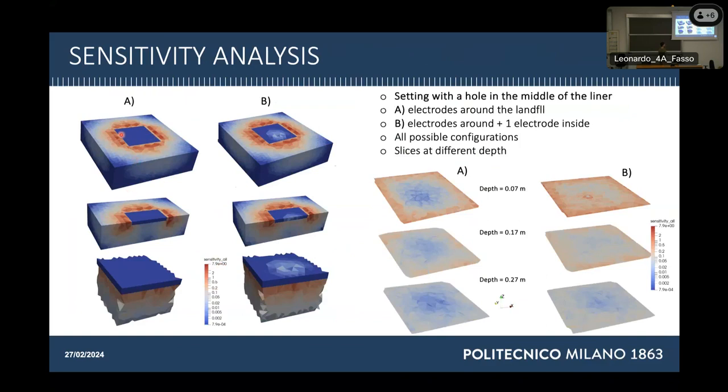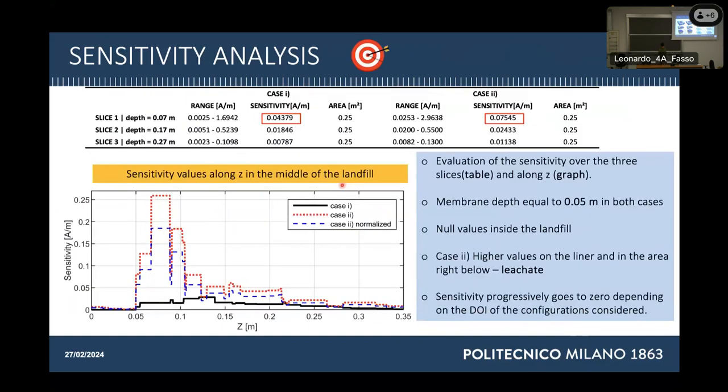This is the landfill, and this is where the electrodes are located in case A. In case B, we also located an electrode inside the landfill. At this point, we cut some slices at different depths below the landfill just to see how sensitivity behaves. What we can see graphically is that we increase the sensitivity a lot in case B with respect to case A. These are the values at different depths, and I like the ones which are closer to the liner.